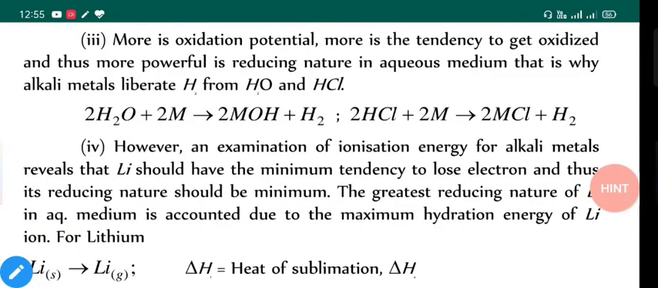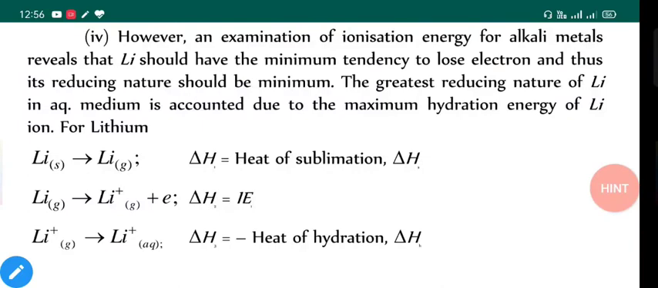As we discussed, all of these metals have very high values of oxidation potential, and the higher the value of oxidation potential, the more tendency to get oxidized, and thus the more powerful its reducing nature in aqueous medium. So all of these metals are strong reducing agents, and that's why alkali metals liberate hydrogen from water and HCl. Here the reactions are mentioned. With water, these metals form hydroxides by liberating hydrogen. With acids, these metals form chlorides and liberate hydrogen.